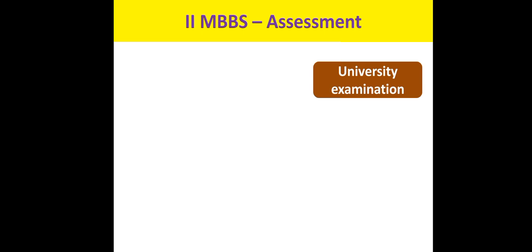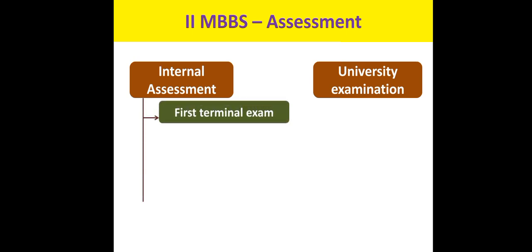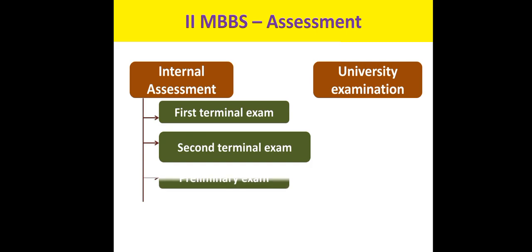Now the examination or the assessment. Obviously there is one final university assessment, also known as a summative assessment, and an important one is also the internal assessment. There are three obligatory internal assessments: the first terminal assessment, the second terminal assessment, and the preliminary examination or assessment. It is exactly similar in pattern to the university assessment. So these three internal examinations are a must, and based on these three examinations your internal assessment marks will be calculated.